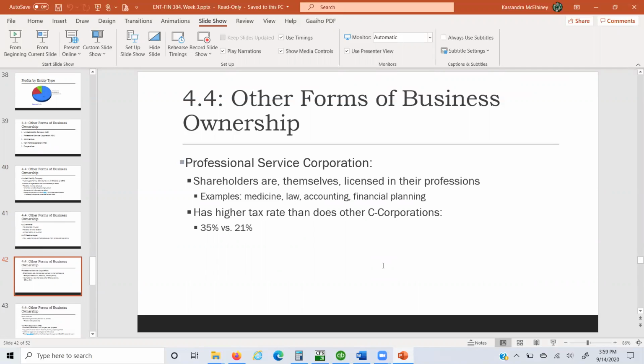So some of the other forms of business ownership covered by the book: professional service corporations, where the IRS is kind of picking on us in the service business, where the shareholders are themselves licensed in their profession. Examples: medicine, law, accounting, financial planning. On our net incomes, instead of 21% federal tax, it's 35%, which is lovely. The thought is that the professional service corporations should pay most of their income out in salaries. So if you have a professional service corporation, the closer you can get to netting out to zero, the better.